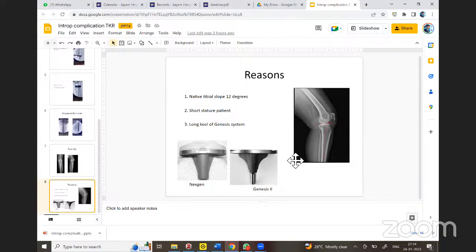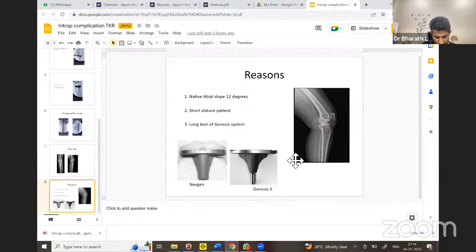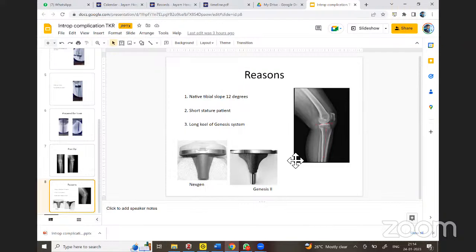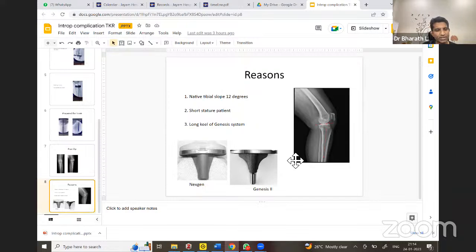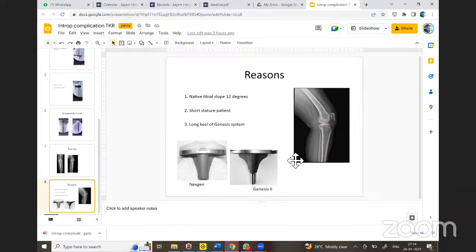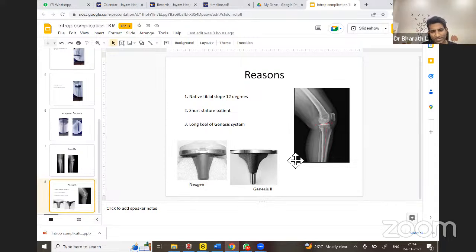The second option that I was preparing, in case we had a problem even after correcting the slope, was getting a backup of another system arranged, like a Triathlon, going easily in this. Otherwise, you have to cut the tip of this keel. Yeah, that is one way. It's not easy. We need to have instruments to do that.